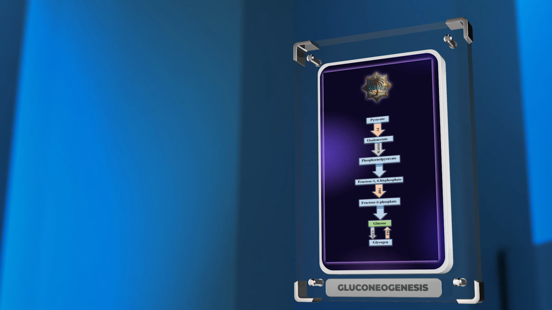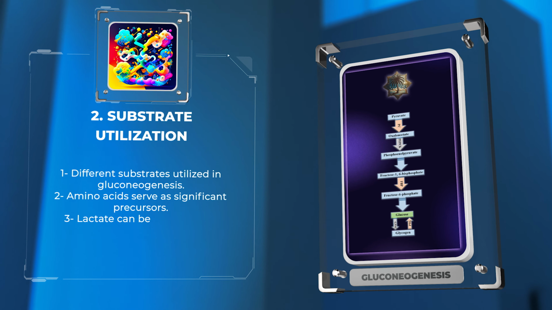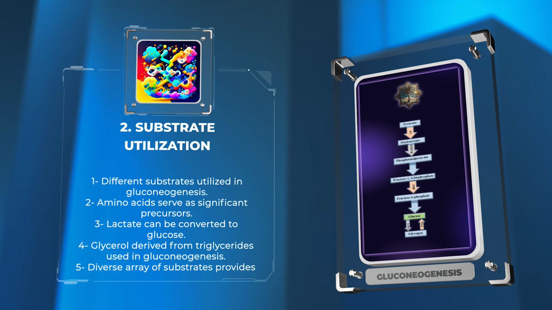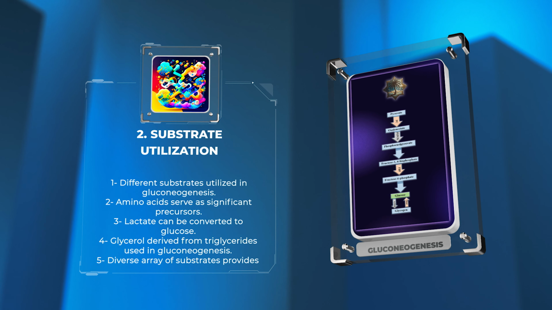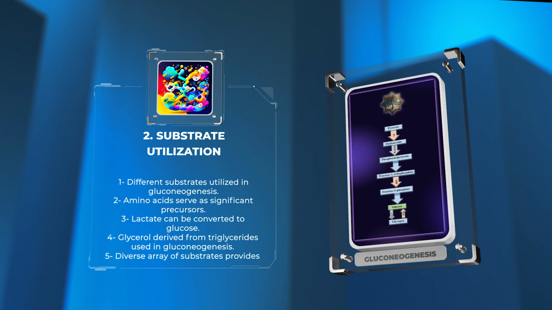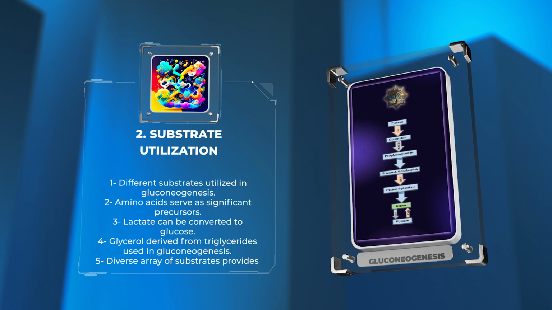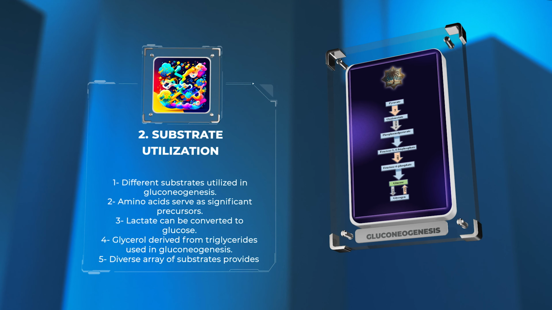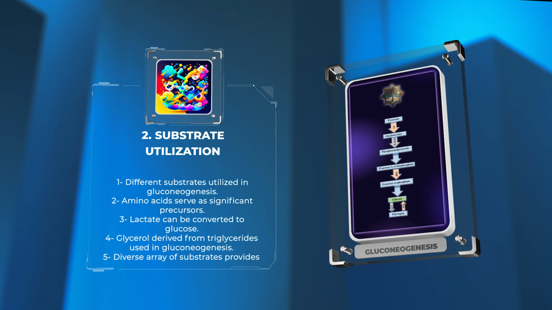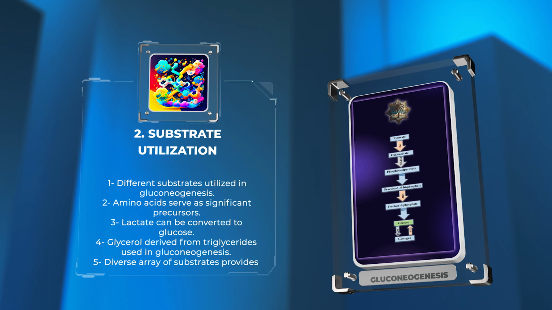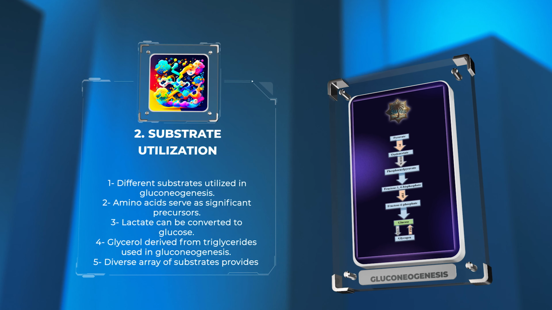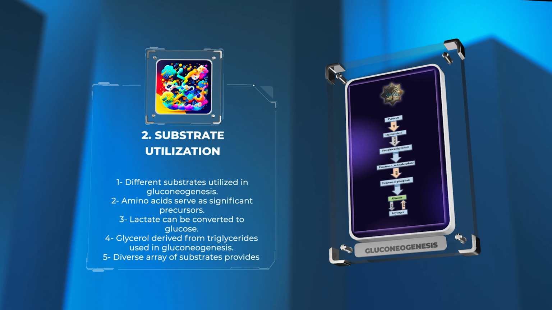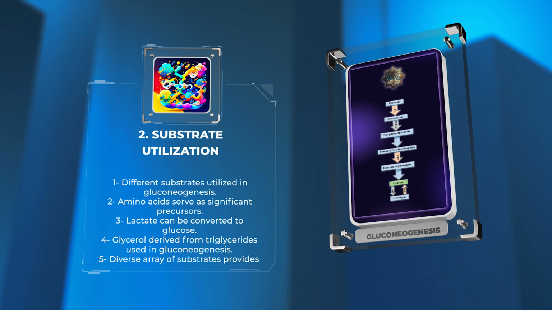During gluconeogenesis, different substrates are utilized to generate glucose. Amino acids, obtained from protein breakdown, serve as significant precursors. Alanine, aspartate, and glutamate are the primary amino acids that contribute to gluconeogenesis. Furthermore, lactate, produced as a byproduct of anaerobic glycolysis, can also be converted to glucose. Glycerol, derived from triglycerides through lipolysis, is another essential substrate utilized in gluconeogenesis. Understanding the diverse array of substrates used in this process provides insights into the adaptability and flexibility of gluconeogenesis.